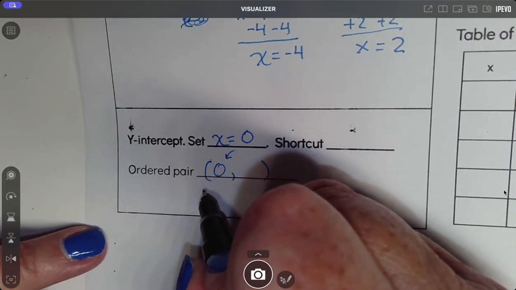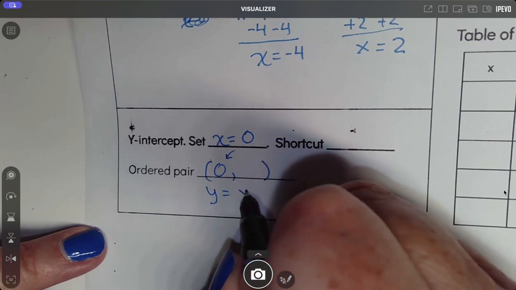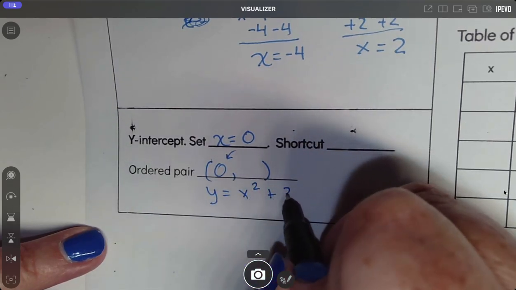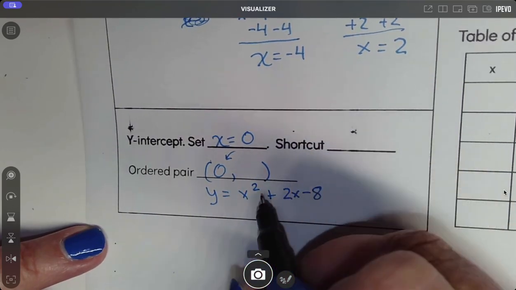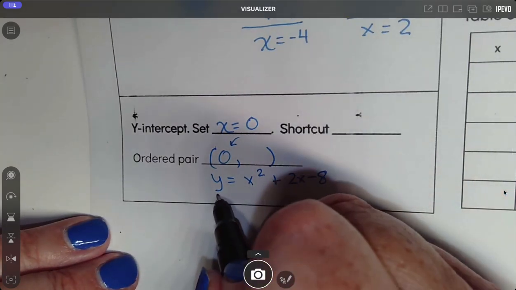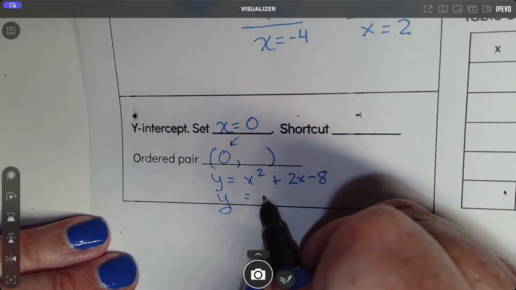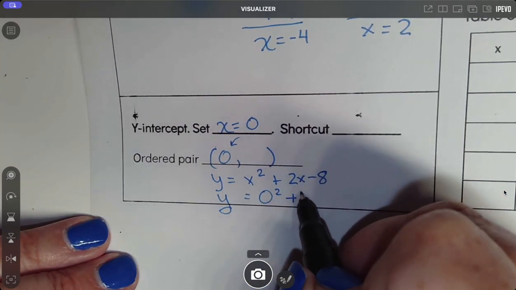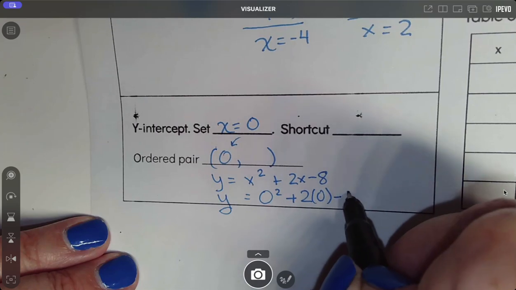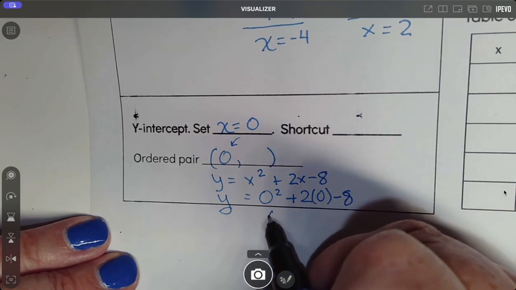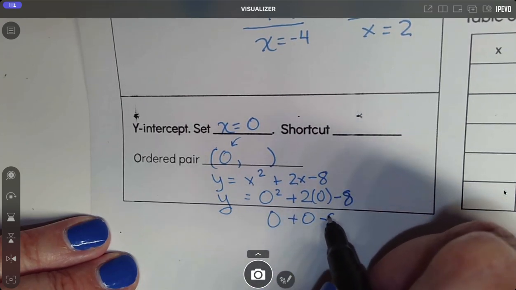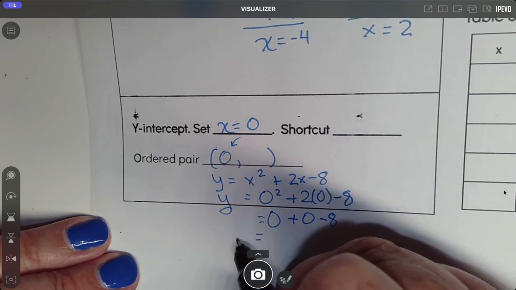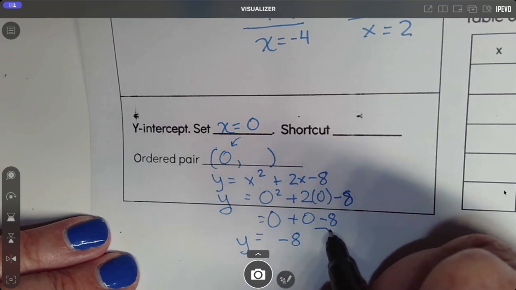So if I have y, or f of x, equals x squared plus 2x minus 8, and I'm making all the x's 0, I'll get y equals 0 squared plus 2 times 0 minus 8. That's 0 plus 0 minus 8. So y equals just plain old negative 8.